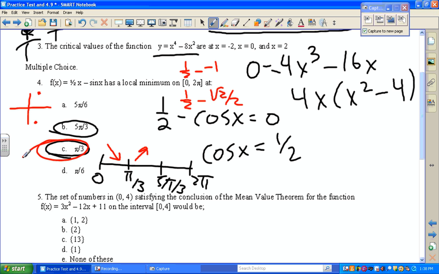Just to double check, if I put in 11 pi over 6, that would be negative square root of 3 or positive square root of 3 over 2. That would be negative. So yeah, 5 pi over 3 gives you a maximum, and pi over 3 gives you a minimum. Nice. Mean value theorem, do you remember that?